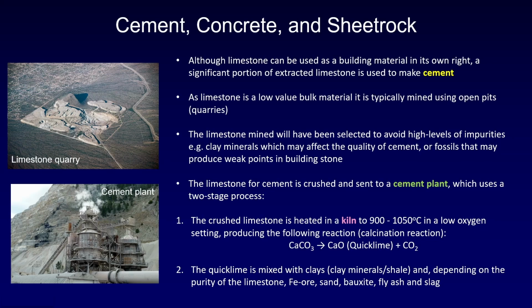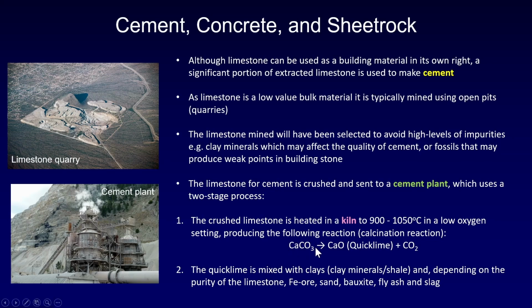which uses a two-stage process. So the first stage that your limestone is going to go through is it's going to be heated in a kiln to temperatures between 900 and 1050 Celsius in a low oxygen setting. And this is going to produce the following chemical reaction.